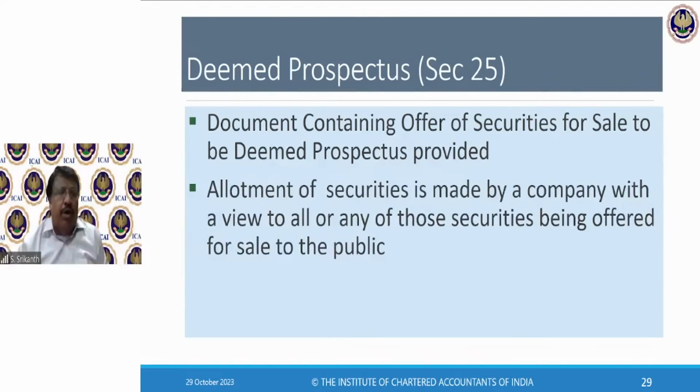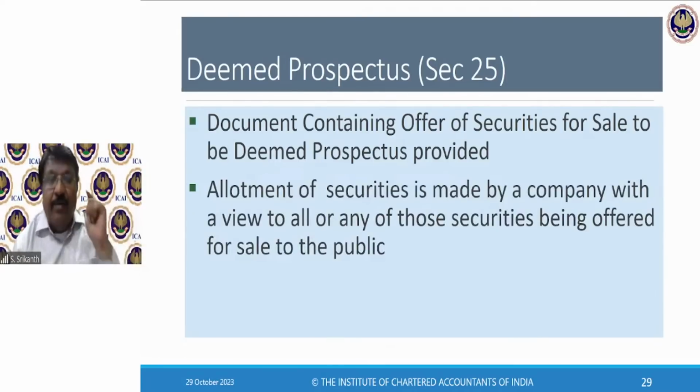I am only an allottee. I am a buyer. And after buying it, I am sending a circular to everybody. What's your problem? Now they are saying, in case any document containing an offer of securities for sale is sent, it will be deemed to be a prospectus. It is not a prospectus, but it is deemed. It will be treated as if it is a prospectus.